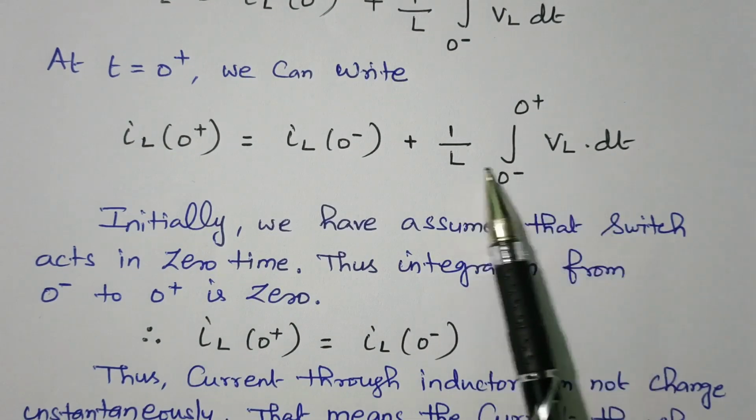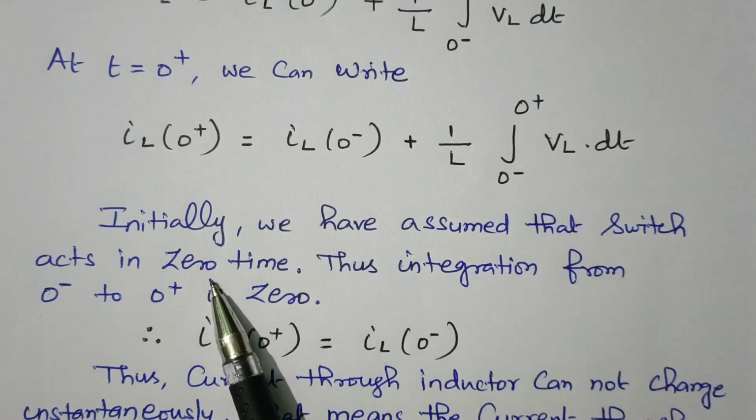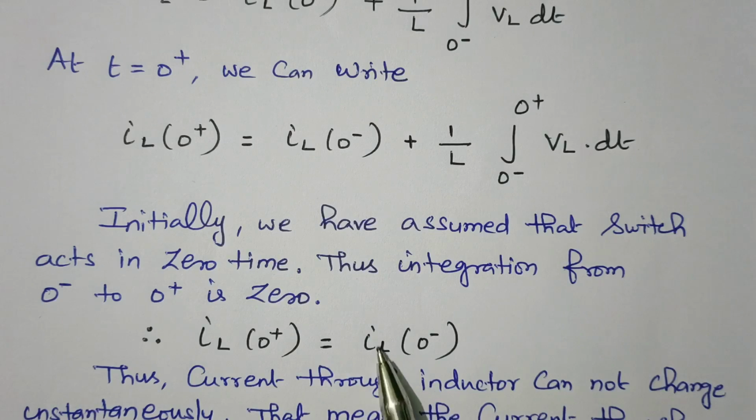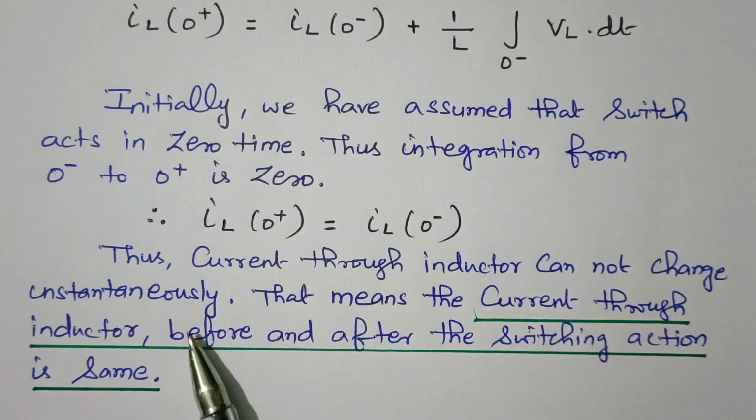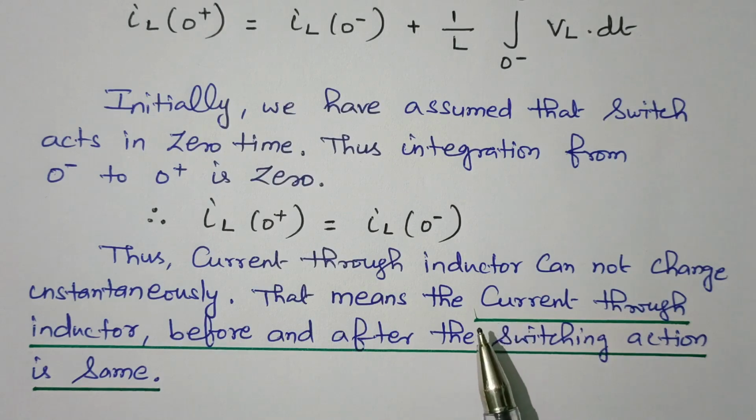This term is 0 because we assume zero time between before and after switching. Thus this term becomes 0. So IL(0+) equal to IL(0-). This is the initial current and this is the final current; both are equal. Thus the current through an inductor cannot change instantaneously. That means the current through the inductor before and after the switching action is the same, right? So we conclude that the current flowing through the inductor does not change instantaneously. That is the main property of the inductor. It will allow the current to increase or decrease in a gradual manner, not suddenly or instantaneously.